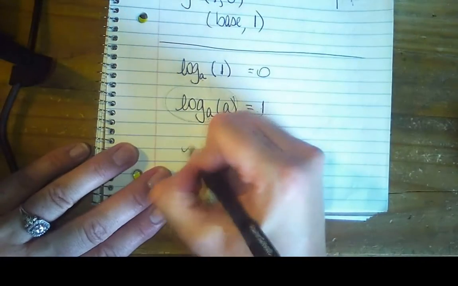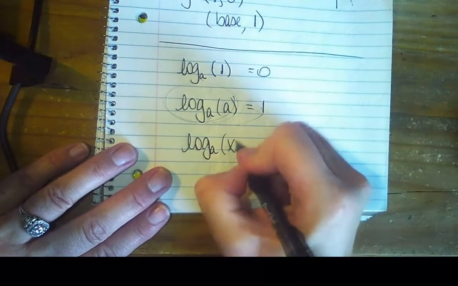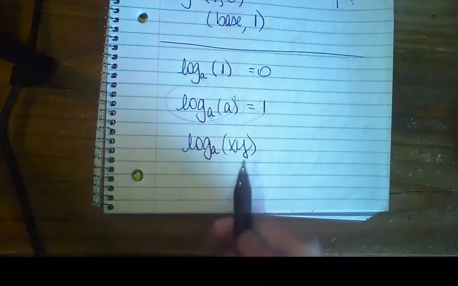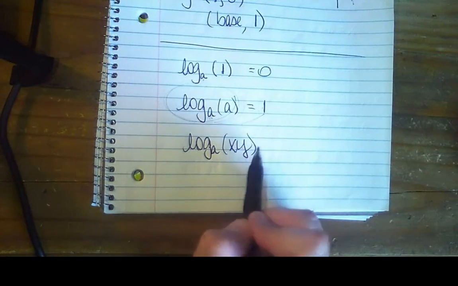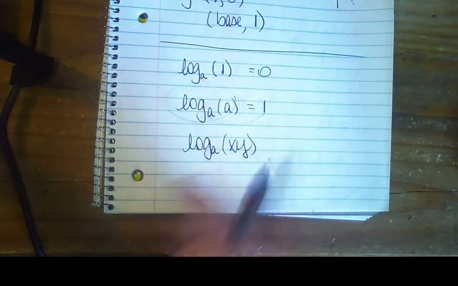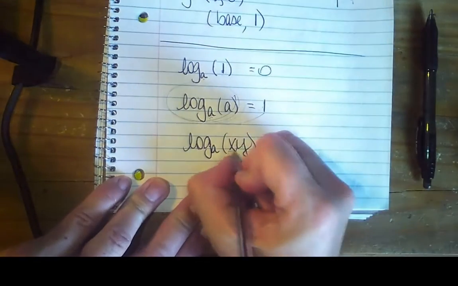So another thing is, if I've got a log and I don't care what the base is, but I've got multiplication on the inside, so I've got an x times a y. I don't care what x is. I don't care what y is. I do care that it's multiplication. I can separate that out into two separate logs. So each factor will get its own log.